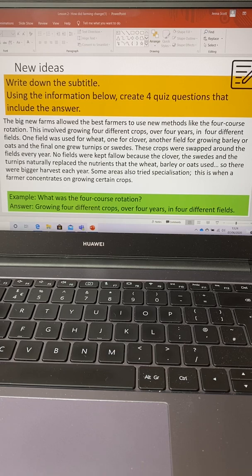Right, next little subheading, next idea about change. So can you write down something saying new ideas? This time what you need to do is read all that information and create 4 quiz questions that include an answer from there. If you don't know what we mean, there is an example here. So an example quiz question can be, what was the 4-course rotation? And then the answer, growing 4 different crops over 4 years in 4 different fields. So you need to come up with 4 questions. Question, answer, question, answer. Use the information here to help you.